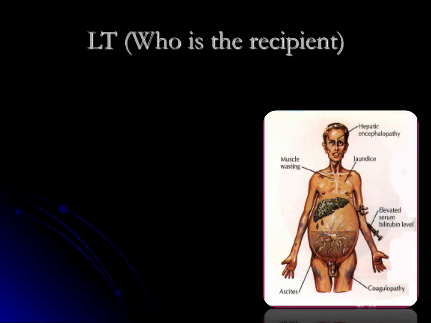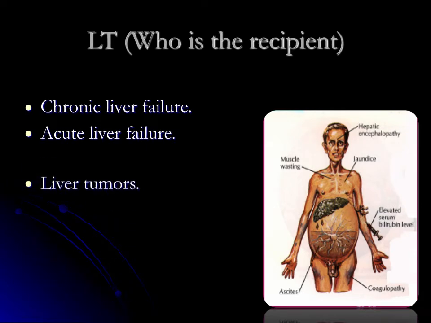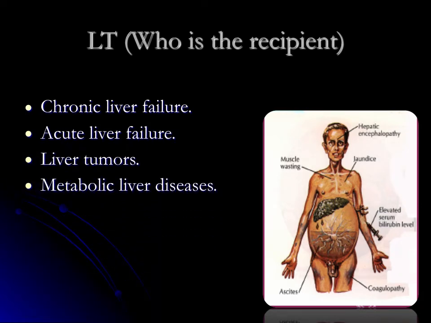Going back to our lecture, which is liver transplant. Liver transplant means that we have a donor and a recipient. The recipient is sick and is in need of a new liver. This new liver will be implanted inside his body to solve his problem. So the recipient is a sick person, and there are some indications for this. So who is the recipient? The recipient has either chronic liver failure, acute liver failure, liver tumor, or metabolic liver disease.